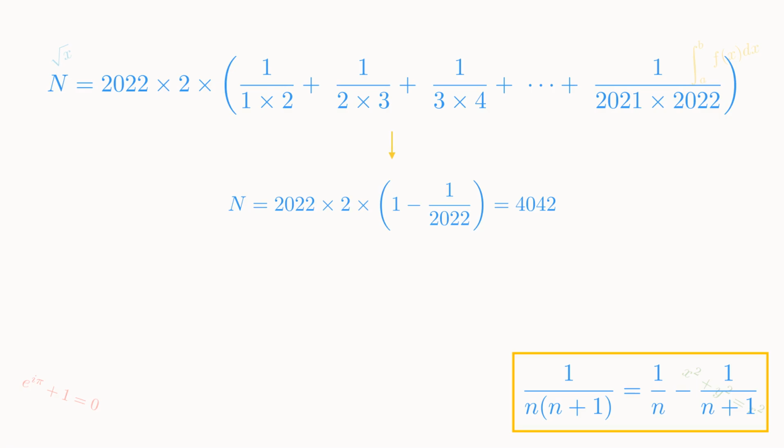But remember, the question doesn't stop here. We must calculate the sum of the digits. So the final answer is 10. Have you arrived at the correct answer? Congratulations on completing this problem.